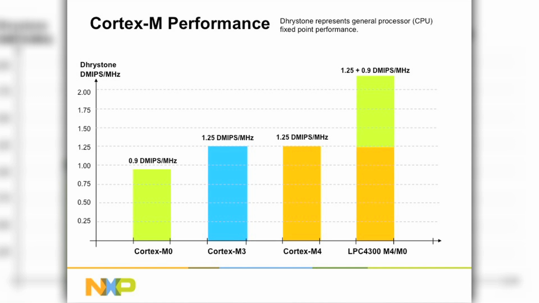So the LPC4300 actually has 2 cores. And I'll go in a little bit later into why we think that's a good idea, particularly for signal processing. But if you look at the bandwidth or the performance, you can add the performance of the M4 and the M0 together to get even greater performance.